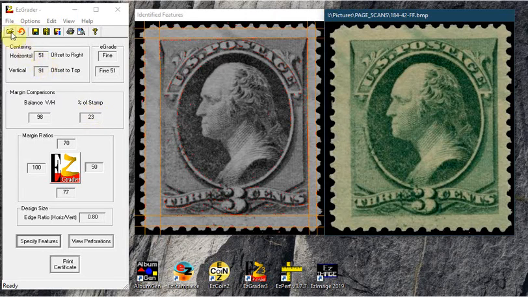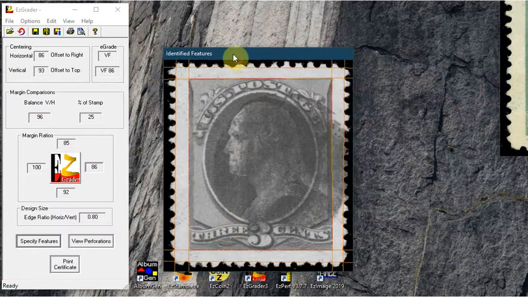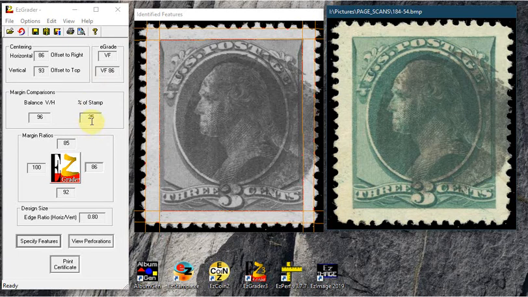And let's look at one final example here. Now this stamp has a percentage of 25%. For me, this is the best one of the 5 that we loaded. It has the best centering and the largest percentage. Truly a jumbo stamp. One other thing that I'd like to point out to you is that EzGrader gives you the data so that you can use it to make informed decisions on your purchases and evaluations of stamps.